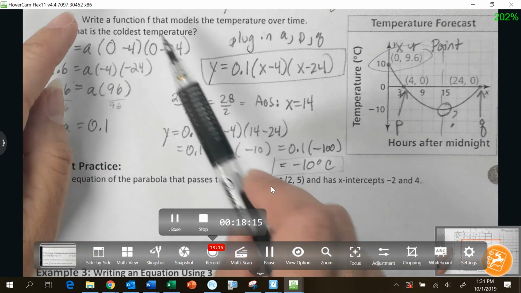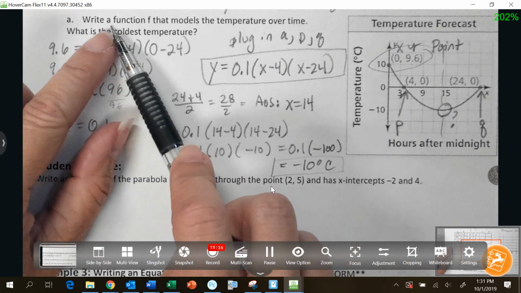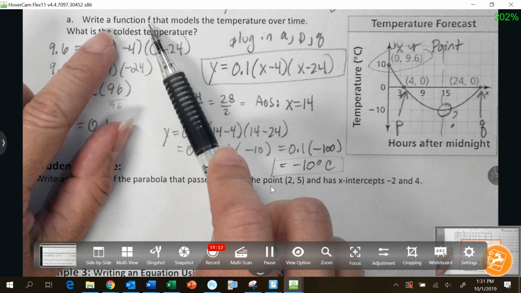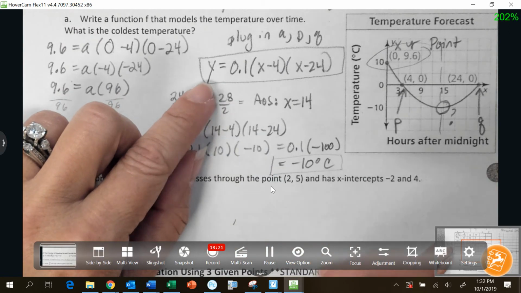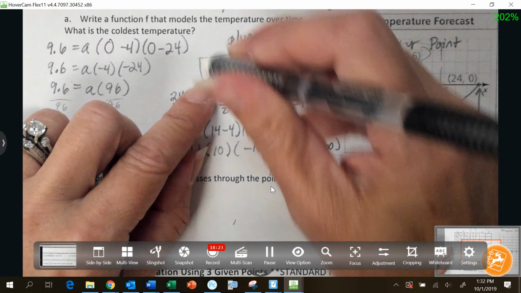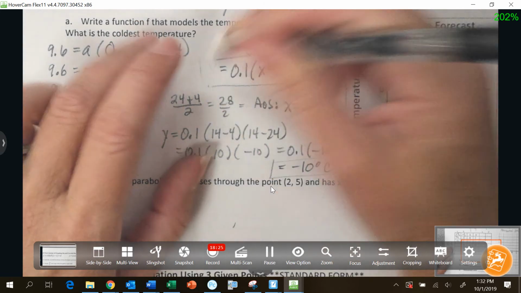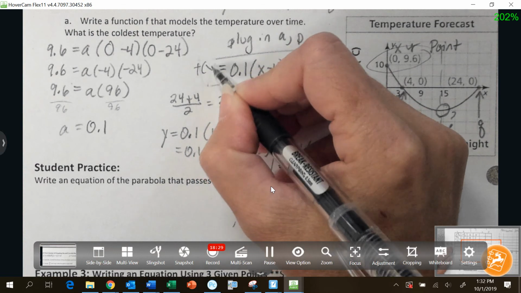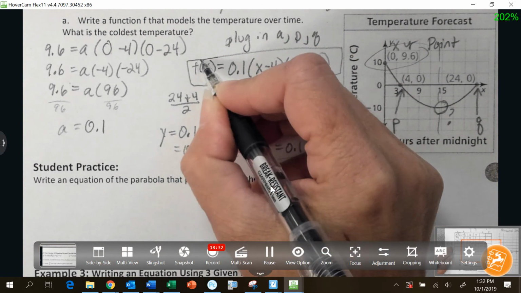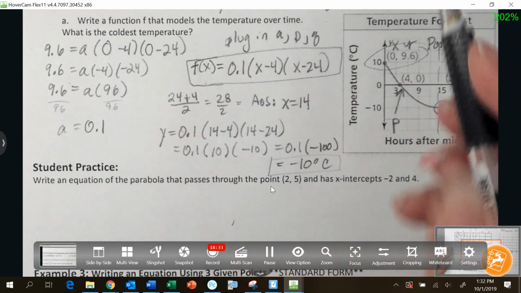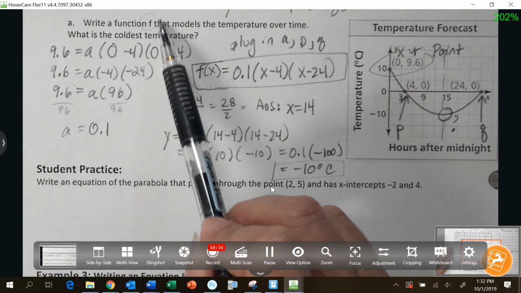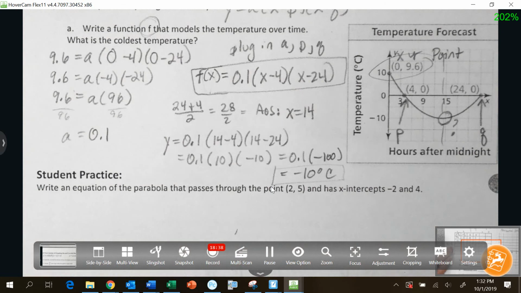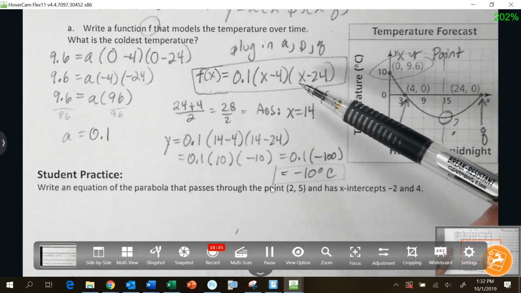I just went and reread this when I was helping somebody. It says write a function f. So this is not the way they wanted me to write it. All the work is correct, the equation's fine. It's just they wanted me to write f of x instead of y. Would you take points off of that? It just depends. But it says right here, write a function f. So I should have read my directions better. Oops. So that's what I should have written there.